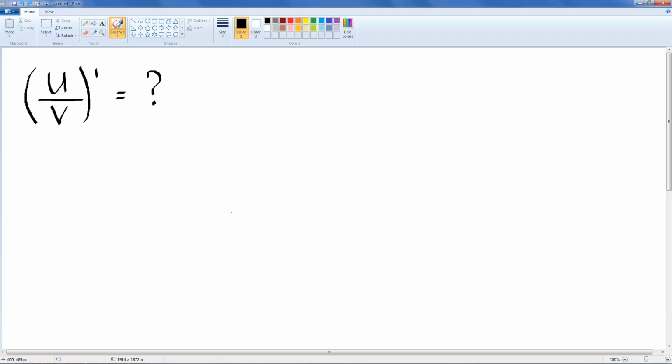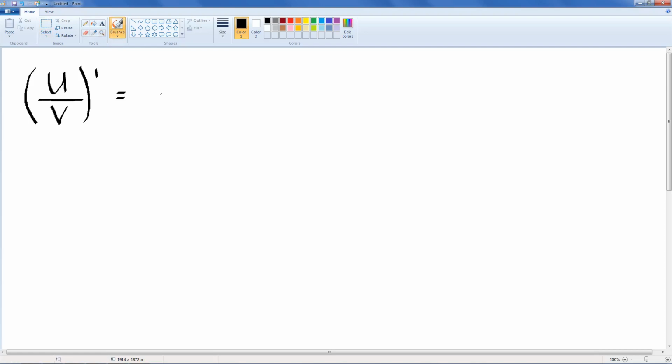Hi guys, today I'm going to prove the quotient rule, namely (u over v) prime. We could prove this using the definition of the derivative, but that would be actually pretty long and pretty difficult. So instead, we're going to use the product rule, supposing we already know it. And this is how we do it.